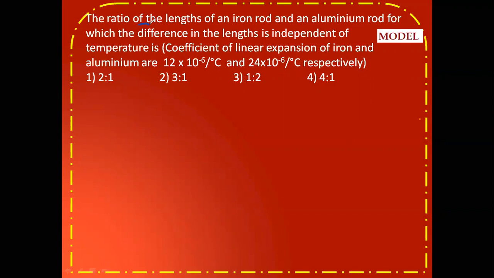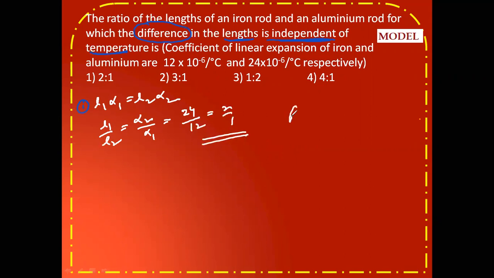Here, the difference in their lengths is independent of temperature. So immediately, what point do you have to keep in mind? The first point we have to keep in mind is L1 alpha 1 equal to L2 alpha 2. Directly, the coefficients of linear expansion are given. They ask you to find L1 by L2. This is equal to alpha 2 by alpha 1. Alpha 2 is how much they give? 24 by 12. That is equal to 2:1. This will be the answer to this problem.